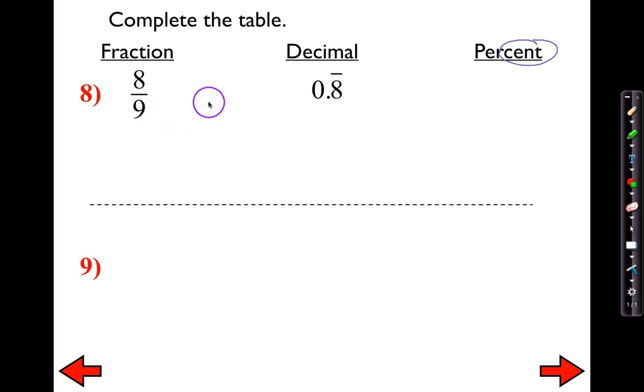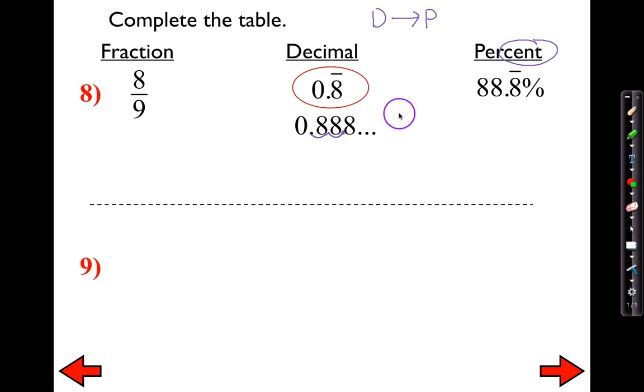So the next easiest thing is to remember, okay, D comes before P. I'm moving from a decimal to a percent, so I'm going to move 2 places to the right. Before I do that, I'm going to express this as an actual number, 0.888... Now I'm going to move it 2 places to the right, like I said earlier. And that's going to give me 88.8 repeating on the 8%.